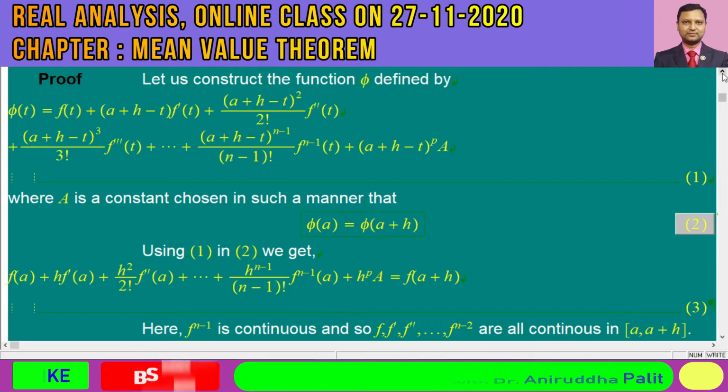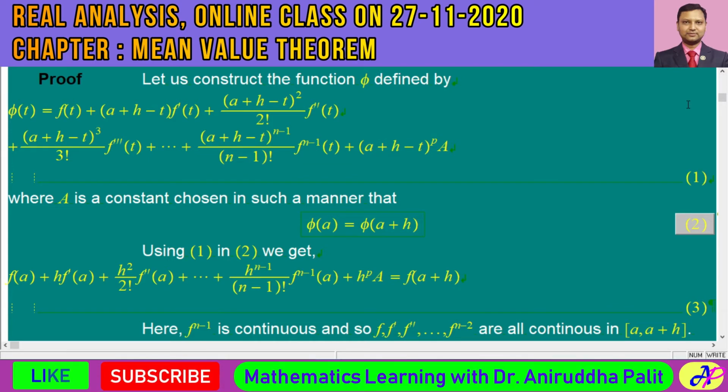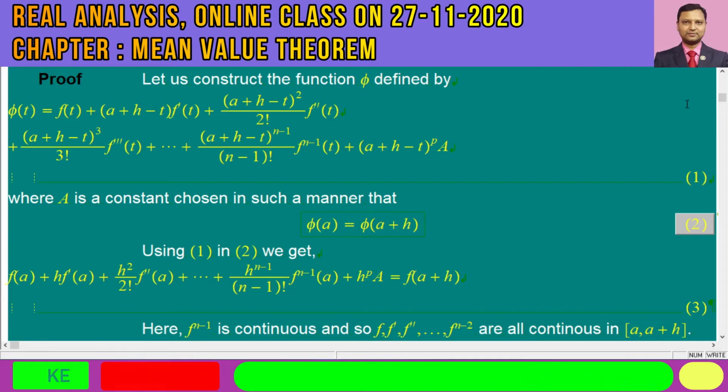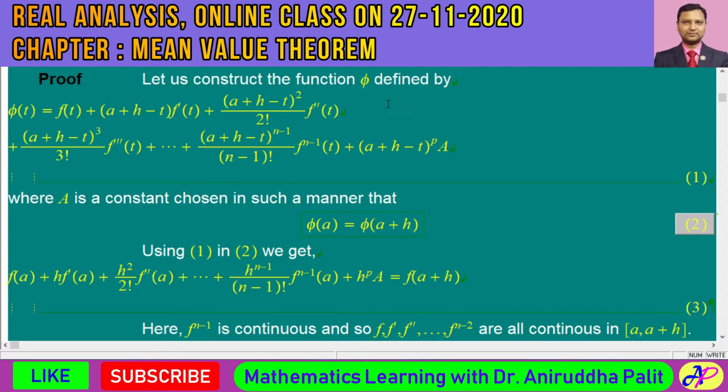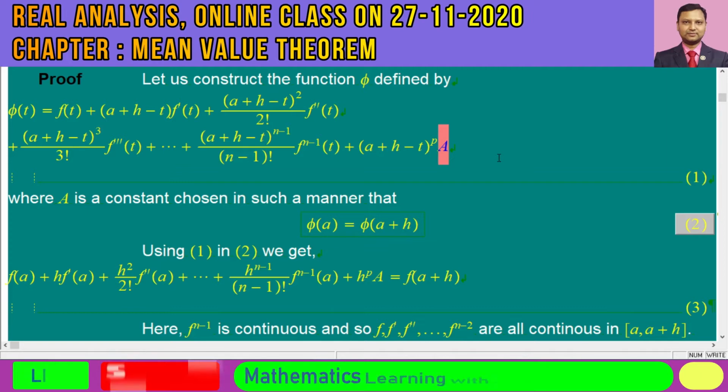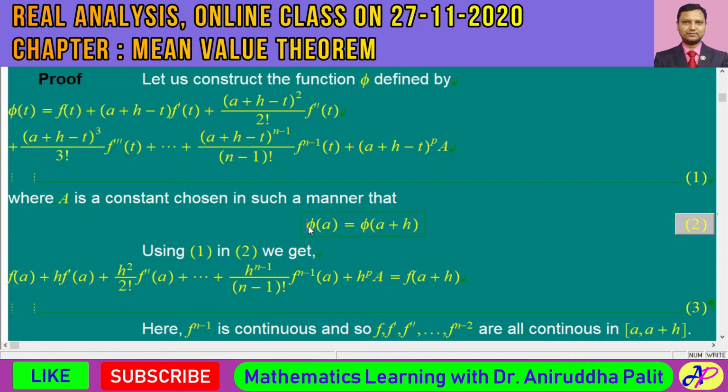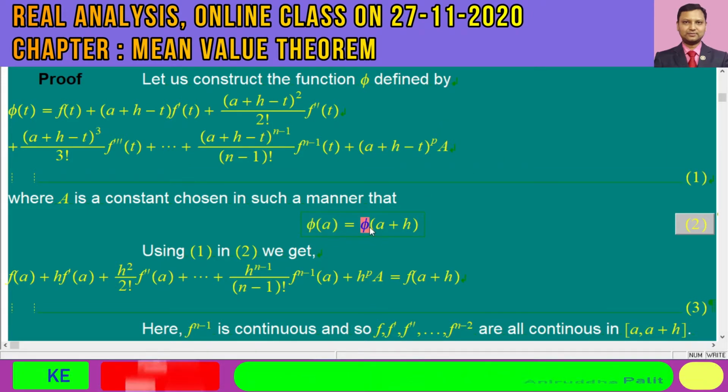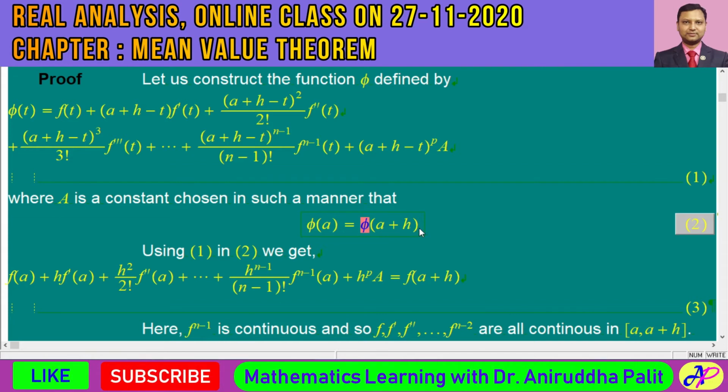And the proof is very similar to the proof of the mean value theorem, but it is a bit laborious, nothing else. In the previous proof, we considered a function phi, and the phi function involved a constant capital A. The constant was chosen in such a manner that phi of a becomes equal to phi of b. Over here b is actually a plus h.